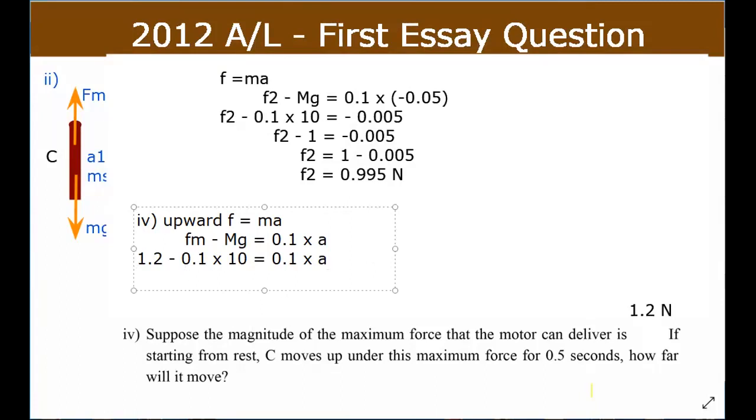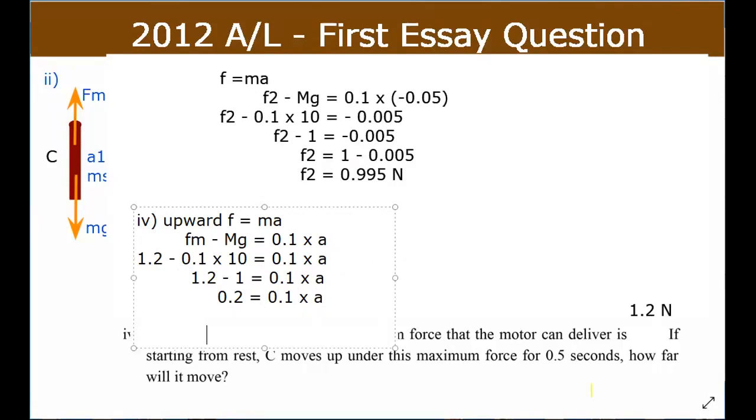Interesting. Many answers are given. This is 1.2. 0.1 into 10 is 1, equals 0.1 into A. So what is 1.2 minus 1? 0.2. 0.2 equals 0.1 into A.